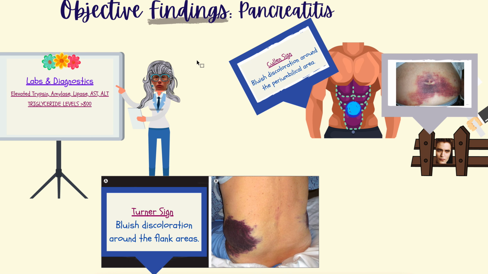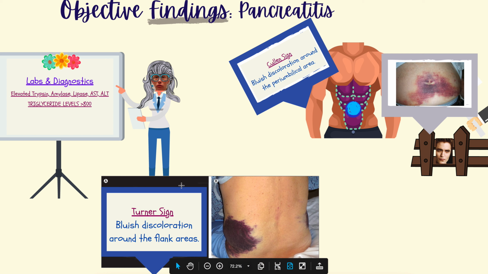So, objective findings of pancreatitis. I put some real life pictures up here, but I also put some color pictures up here. So Cullen, Cullen from Twilight, I put that picture up here. So Cullen sign, that's something somebody could remember versus a real life visual picture. So you're going to have the Cullen sign. That's going to be the bluish discoloration around the periumbilical area. And that is represented here as a real picture to let you know visually what that looks like.